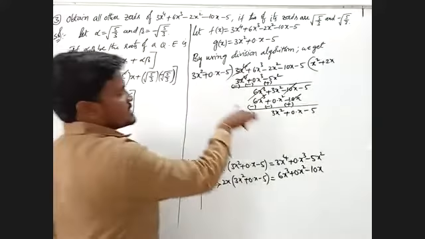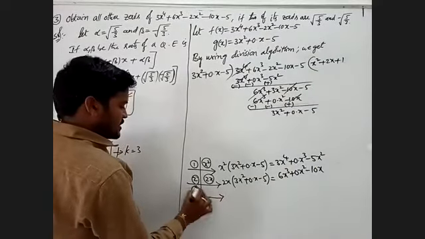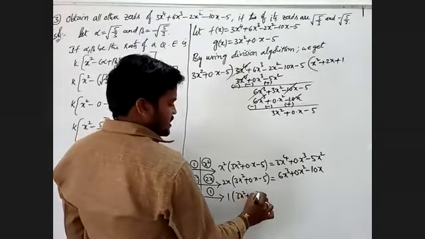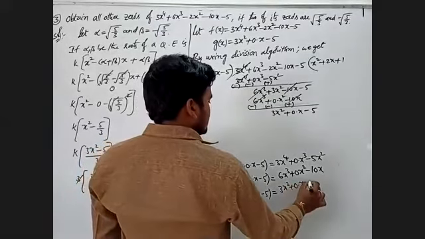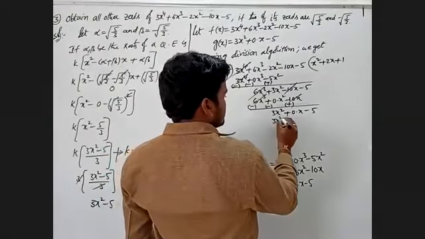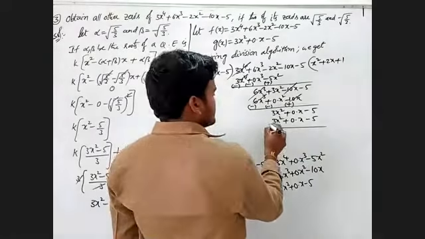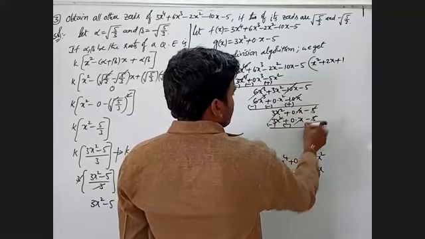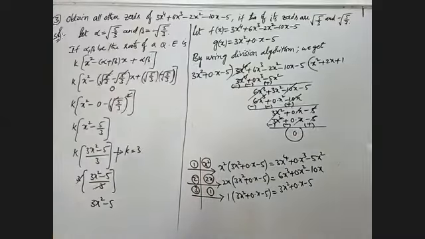Both are same terms. Step 3 can multiply it by 1. 1 into 3x square plus 0 into x minus 5 will become 3x square plus 0 into x minus 5. That is, I will write 3x square plus 0 into x minus 5. Here I have to change the signs. Minus and plus, all are cancelled. The remainder value is 0.